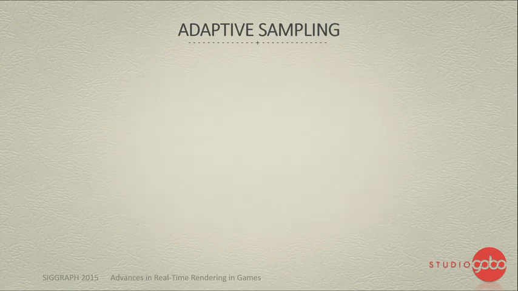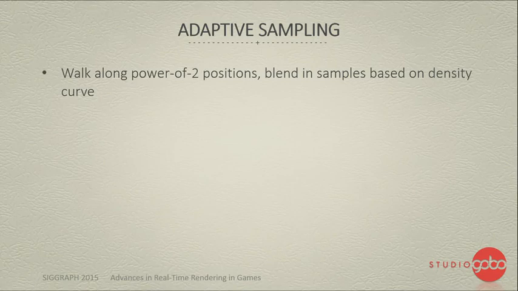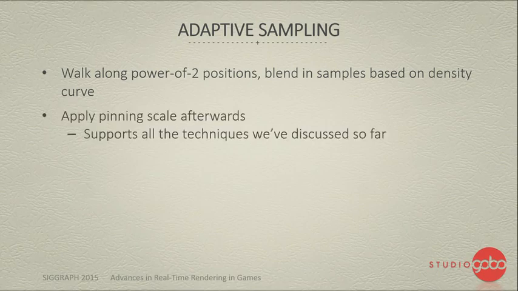So we're not going to go into a lot more detail about how that works, but as I said, we have a Shader Toy shader that you can play with. Our algorithm is basically to walk along the power of two positions and blend in samples based on this density curve that we defined. We do this once for all of the rays, and we end up with sample slice distances and weights, and we can compute these on the CPU and just pass them into the shader.